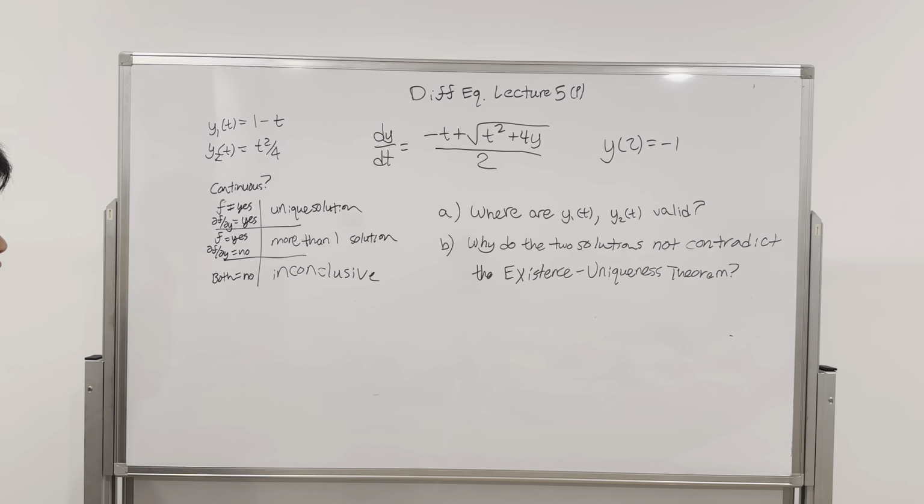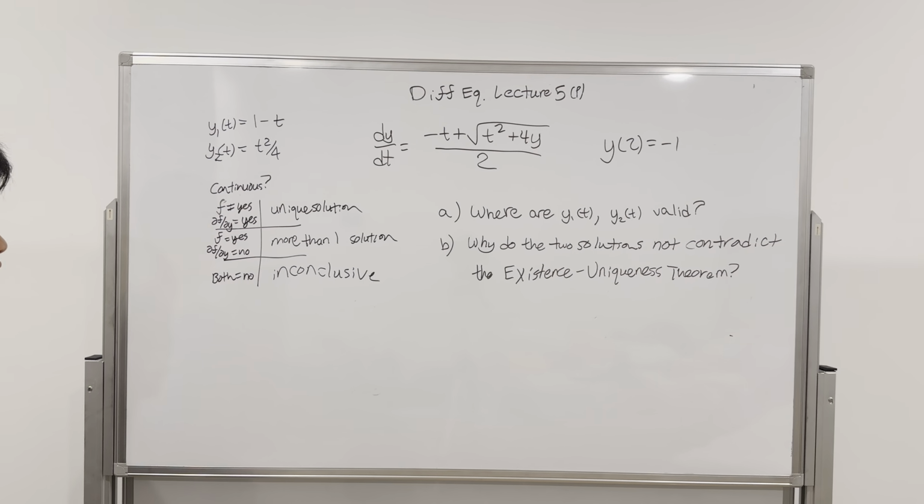I'm just going to leave this up here for 2 seconds for you guys. Okay, anyways, now I'll cover part B. Why do the two solutions not contradict the existence-uniqueness theorem? Well, this chart pretty much covers it already.